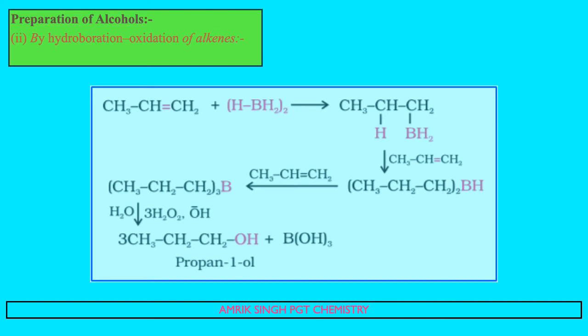And in the third step, the trialkyl borane is treated with water and H2O2. In the presence of a base, it is boiled, and we get 3 moles of alcohol, propan-1-ol, and boric acid is formed. It is the only method in which the alcohol is formed according to anti-Markovnikov's rule.